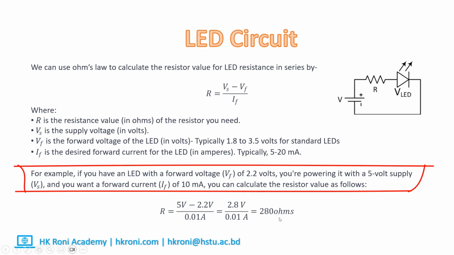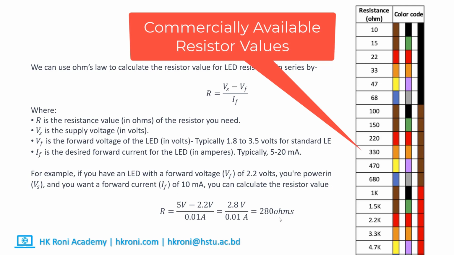So in the market, you have 220 ohms, 330 ohms. These are available values. So you can use 330 for this circuit.